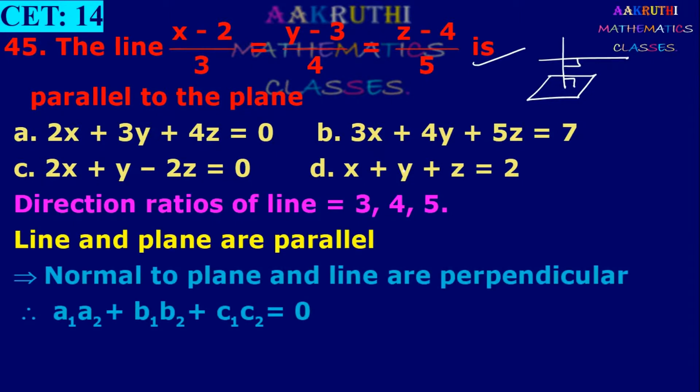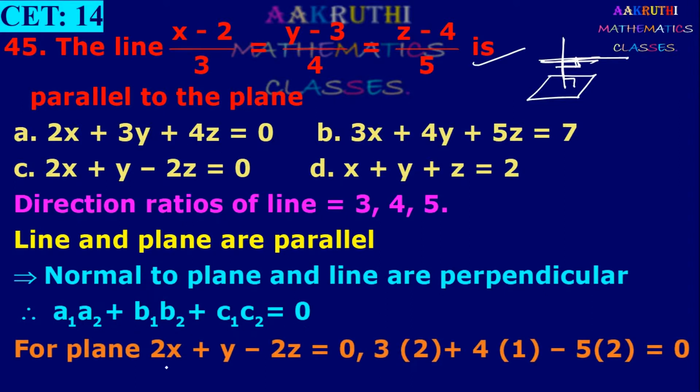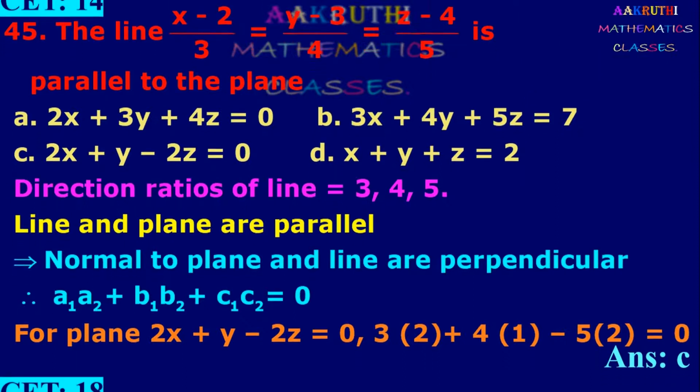Therefore, line is parallel to the plane implies the normal to the plane and the line are perpendicular. So here a1 a2 plus b1 b2 plus c1 c2 should be 0. This is possible only for the plane 2x plus y minus 2z equal to 0, that is option C. So we get 3 into 2 plus 4 into 1 minus 5 into 2 equal to 0. Therefore the correct option is option C.